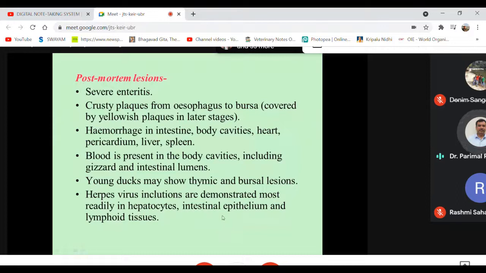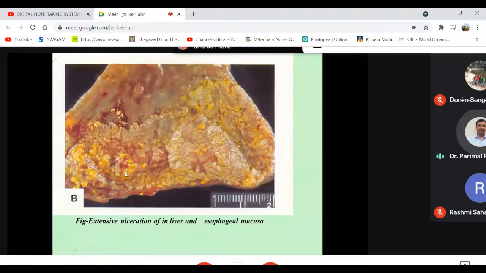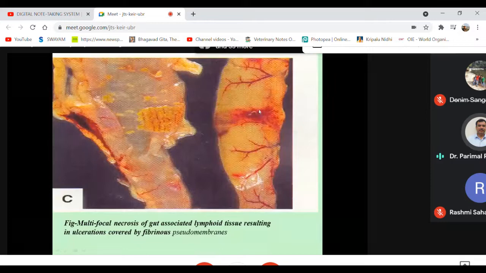At the time of postmortem, you can see some necrotic changes in the liver, particularly hepatic necrosis, which you can see on the liver surface. Here are eosinophilic intranuclear inclusions, typical inclusions formed inside the infected hepatocytes. This is a diphtheritic membrane, a pseudomembrane, and hemorrhages we can see in the intestinal epithelium and esophageal mucosa. These are the focal necrosis we can see in the liver as well as in the spleen. These are some ulcerated areas in the intestines, very frequently observed in duck plague infection.